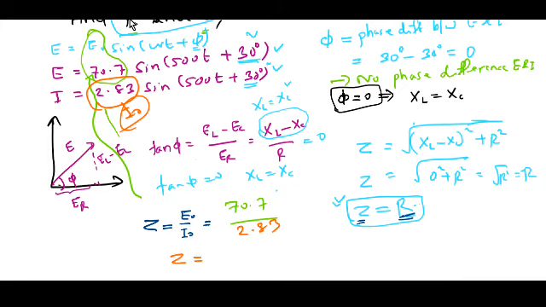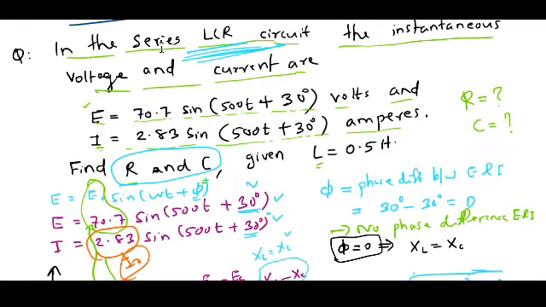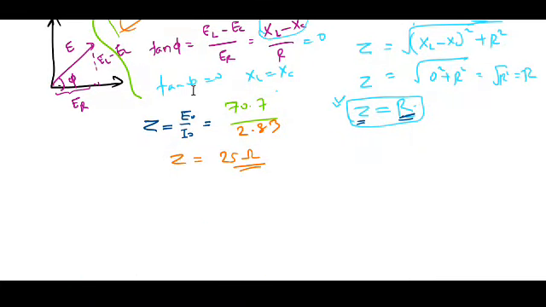If you divide these two quantities, Z is approximately 25 ohm, because the voltage is in volt and the current is in ampere. Therefore, the unit of Z, or R, is ohm, equal to 25 ohm. Now we have answered the first question.